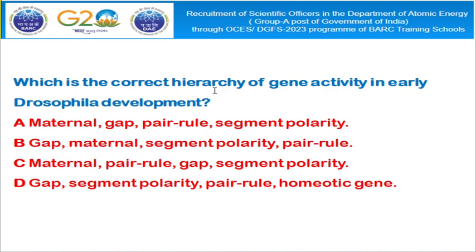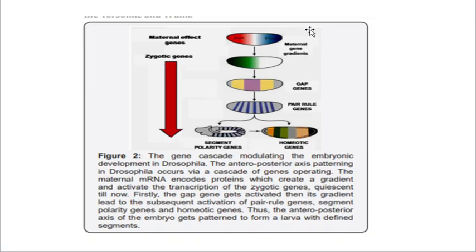Next, which is the correct hierarchy of gene activity in early Drosophila development? This is the correct order. First, the maternal genes will be activated, like bicoid and nanos. Next, followed by gap genes, pair-rule genes, segment polarity genes, and homeotic genes.